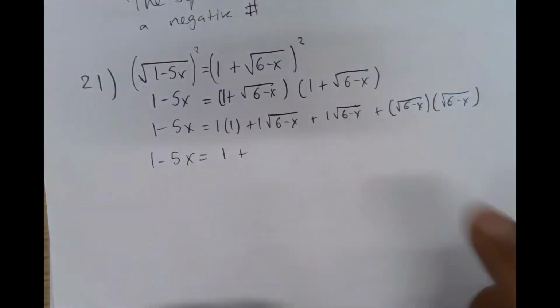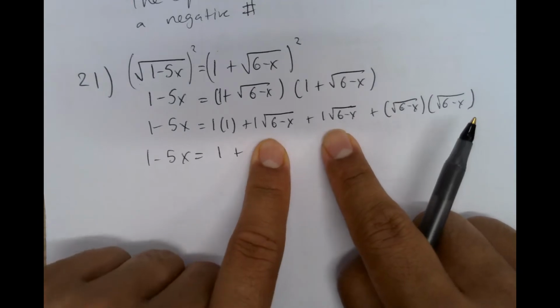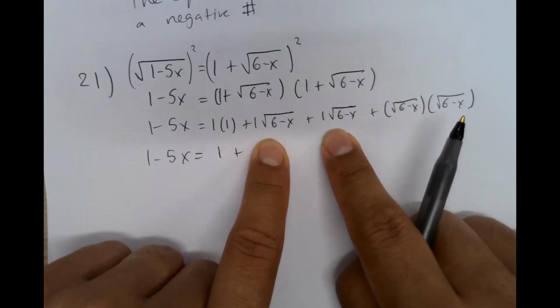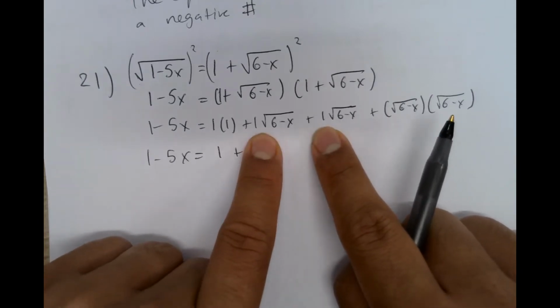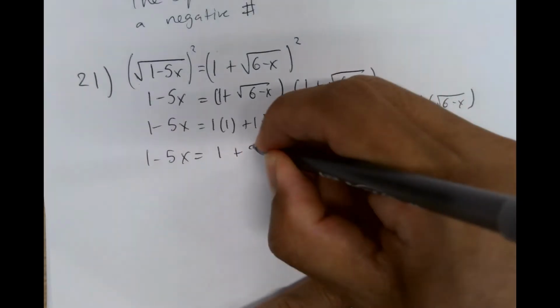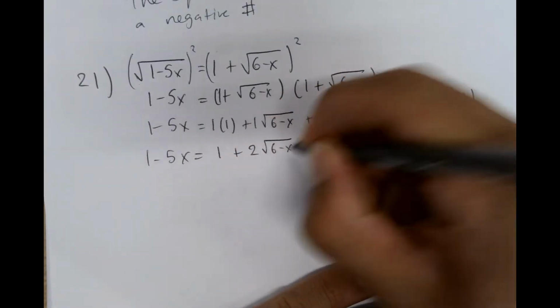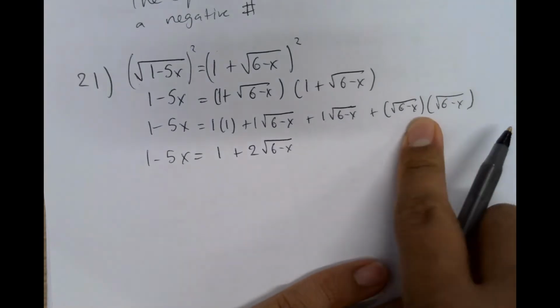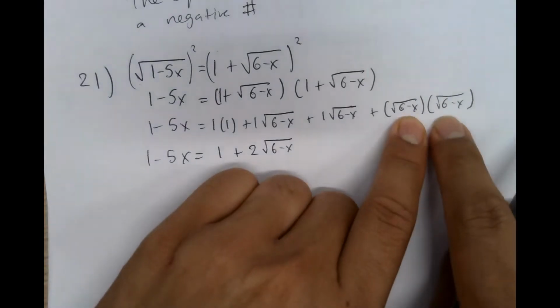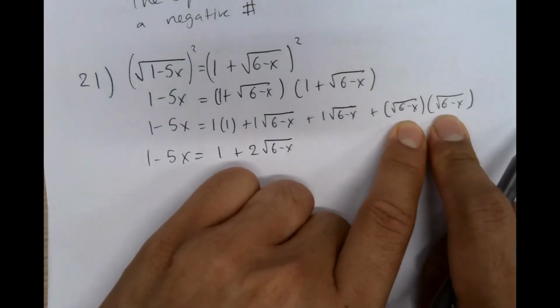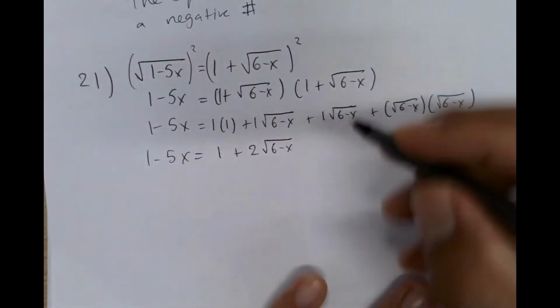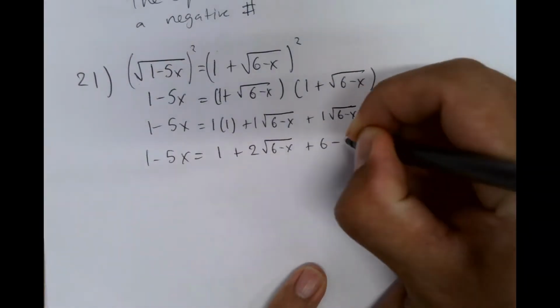You can see here that I have two of the same things, so I'm going to tally it up. So it's going to be, instead of just 1, there's two of the same things. So there are two 6 minus x's. You can see here that two of the same square roots, they're exactly the same thing under the same square root. So it's just going to equal plus 6 minus x.